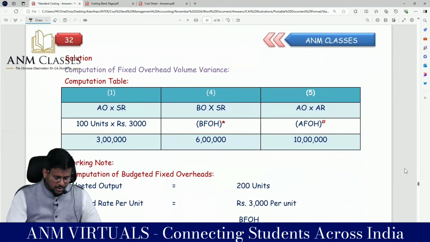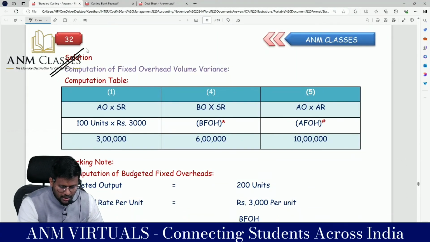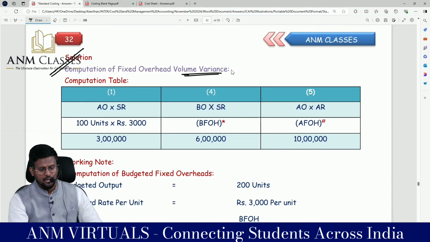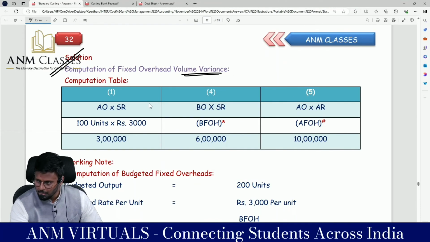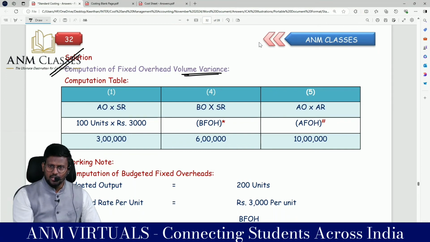Let me read the question what they have done. Computation of fixed overhead volume variance. கண்டிப்பா fixed overhead க்கு தான் வால்யூம் வரும். Sir, this have been done. ஒண்ணும் இல்ல, ரொம்ப சிம்பிள். 200 units minus 100 units which is short of 100 units into what is the standard rate 3000. கரெக்ட்டா? So how much lakh?